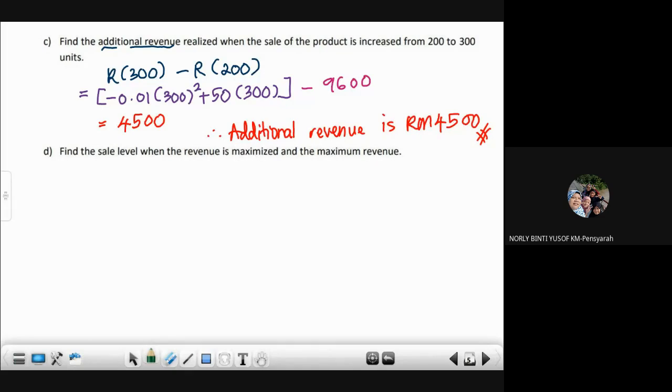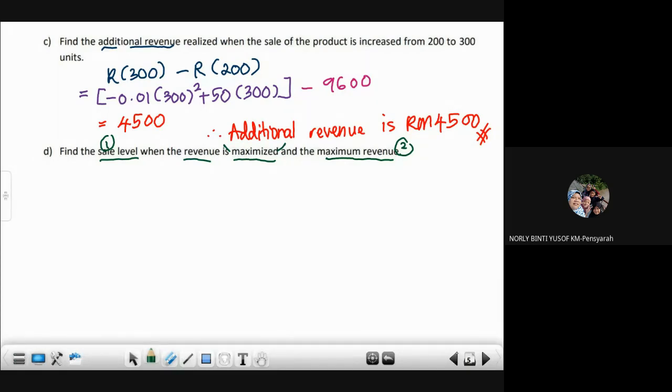So we go for D. Find the sale level. So sale level tu number 1. When the revenue is maximized. Maximize revenue kan. Sebelum adalah minimum cost. When the maximum revenue. So maximum revenue ni yang nombor 2 dia nak cari. So same goes the concept, cuma ini dalam maximum revenue. So cara dia sama, sale level tu adalah x lah. Actually sale level tu adalah quantity. Production level, sale level, quantity kan, unit.